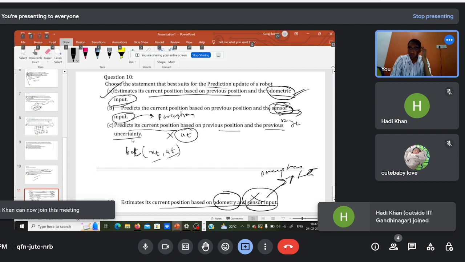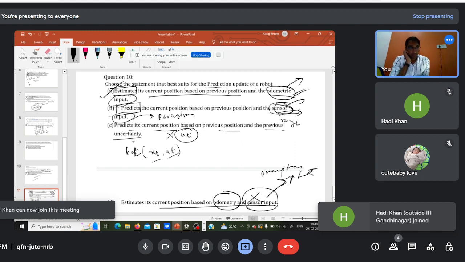So that ends our session. Yes, sir, what is the difference between saying estimates and saying predicts? Are you asking because you saw the words estimate and predict somewhere? See, estimates and predict is not the difference. The difference is here: odometric and sensor.